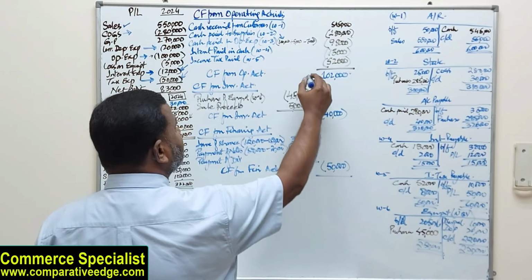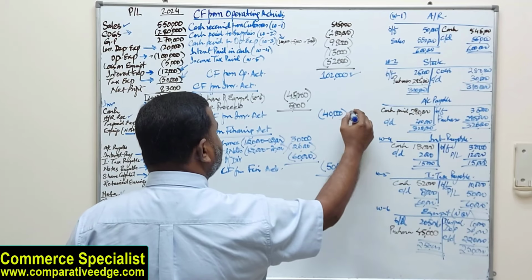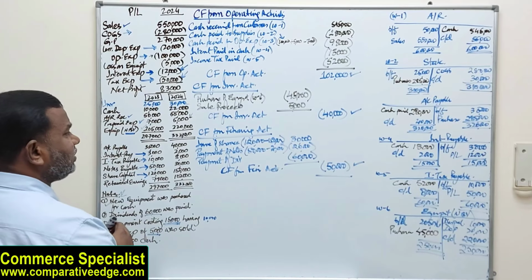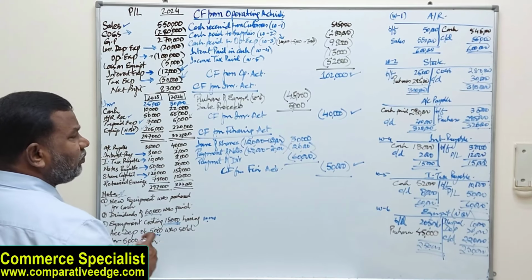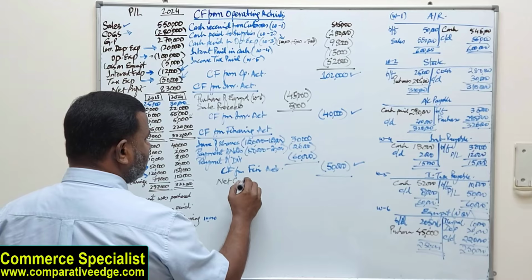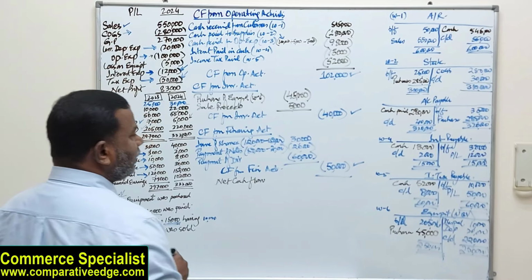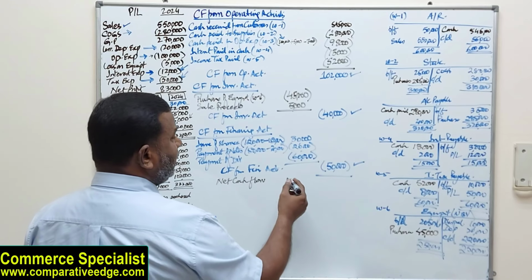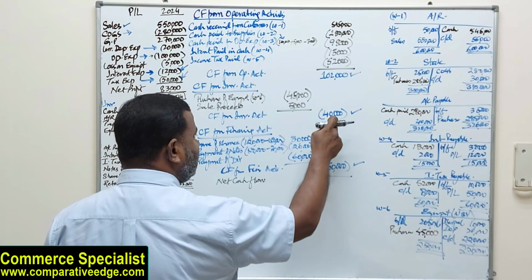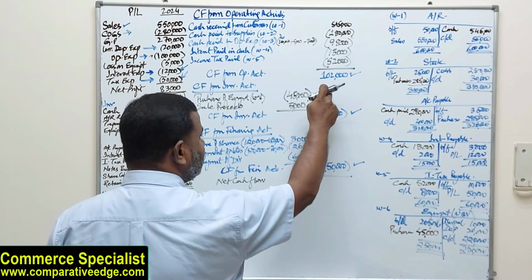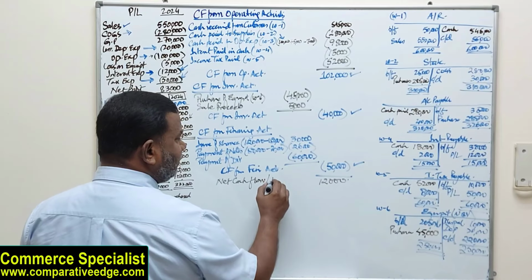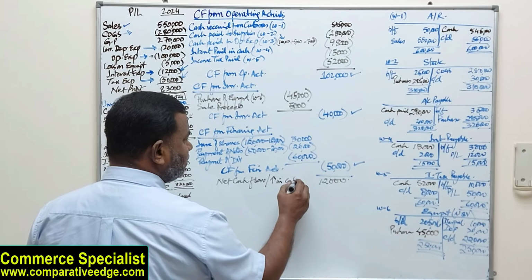Once this is done, you have cash flow from operating activities, from investing and financing. Add all of them, keeping in mind the signs, plus and minus signs, negative and positive signs. You will get net cash flow, or you can call it increase or decrease in cash. So this is 50, this is 40, this is 90. 90 minus 102 will give you 12,000. You can also call it alternatively increase in cash.